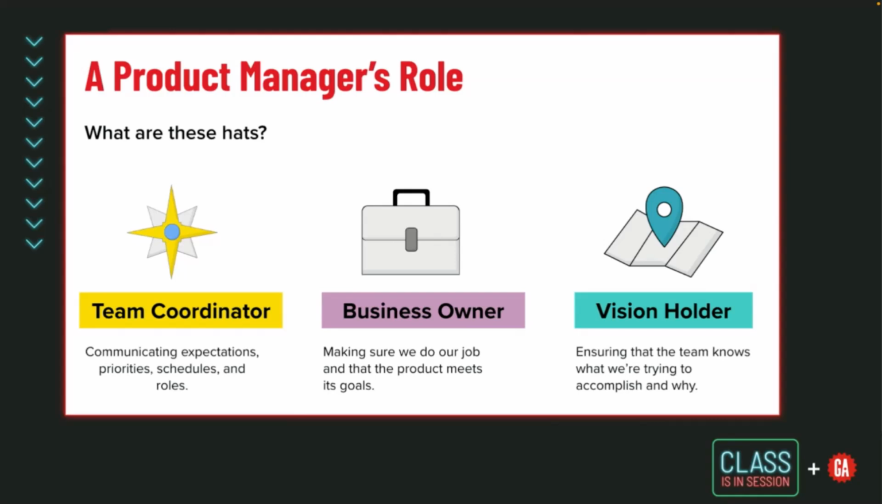The other hats we wear: business owner, making sure that we do our job and that the product meets its goals. We do have lots of stakeholder management and we have to stick to our targets. We have to set realistic targets, things that are achievable, maintainable, right? And then we have to report that back into the business. And then, vision holder, ensuring that the team knows what we're trying to accomplish and why. And going back to this idea of, we hire smart developers, we hire smart UX people, we set the vision, and then we allow them to go out and build fantastic things, right?